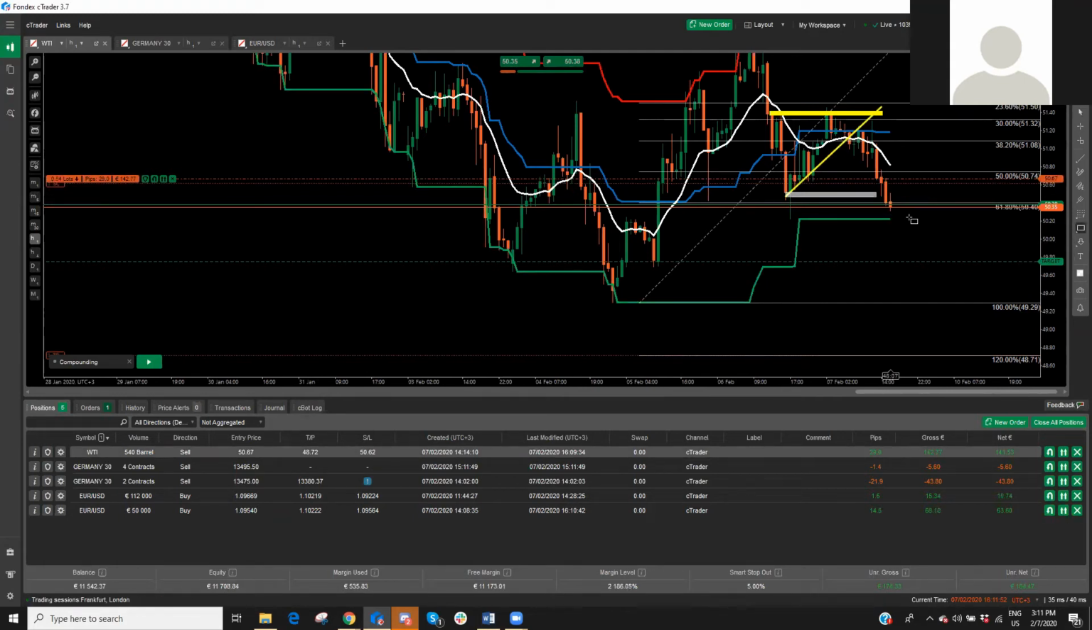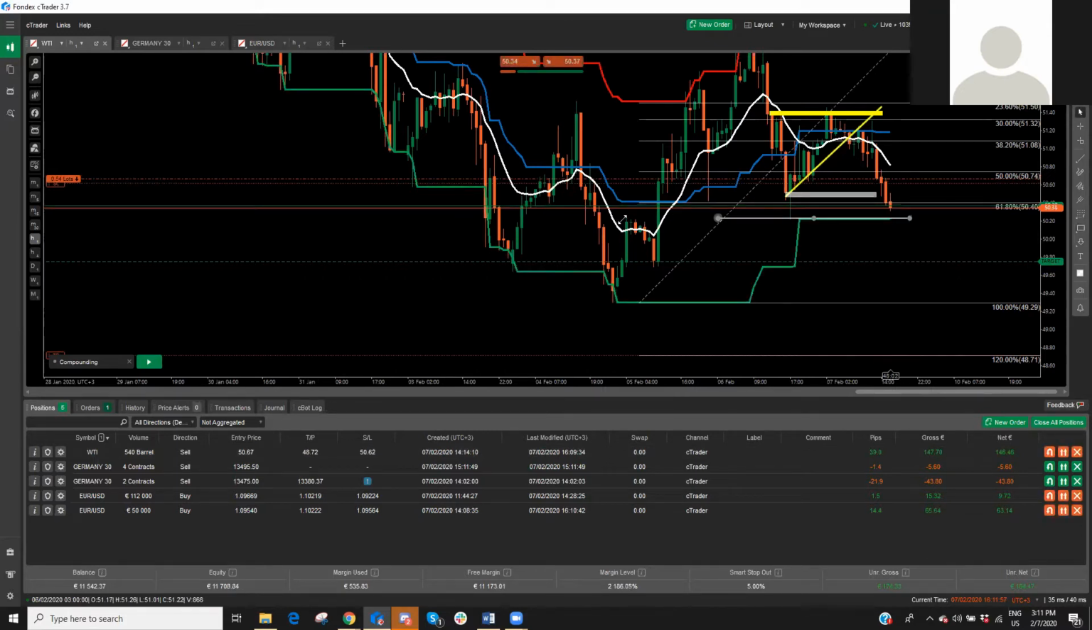Now, pay attention to this level here. You see this spike and the straight line on the Dow chain channel. If we go back in time, you see this level here. That's a pretty important level.